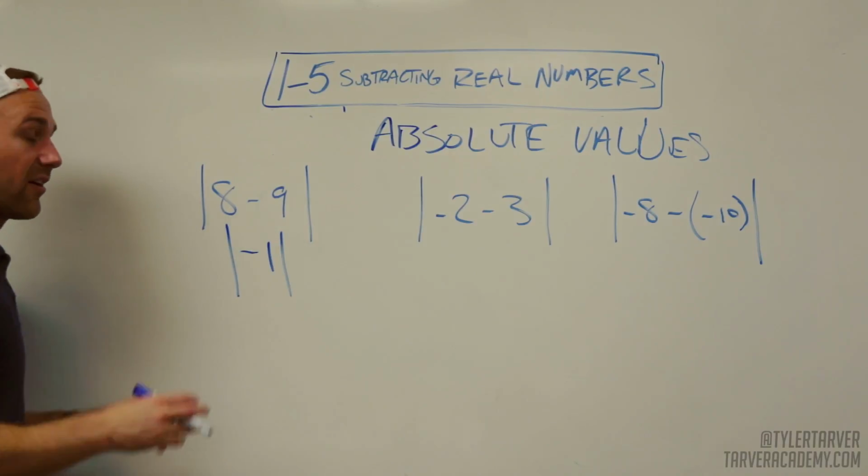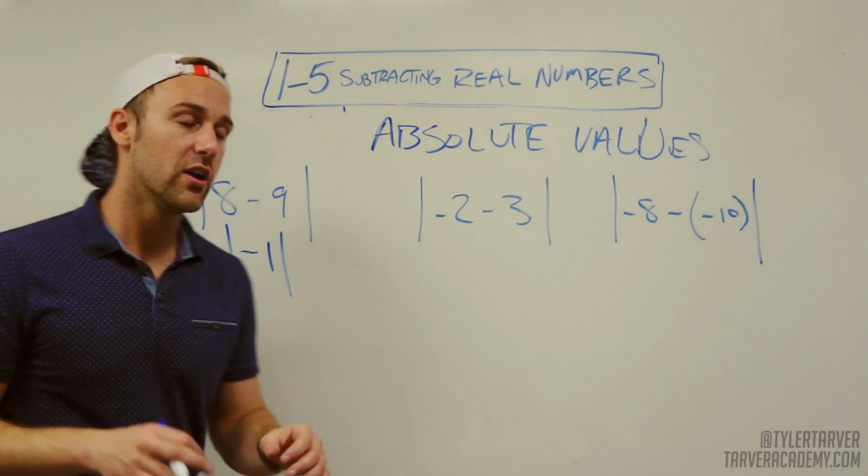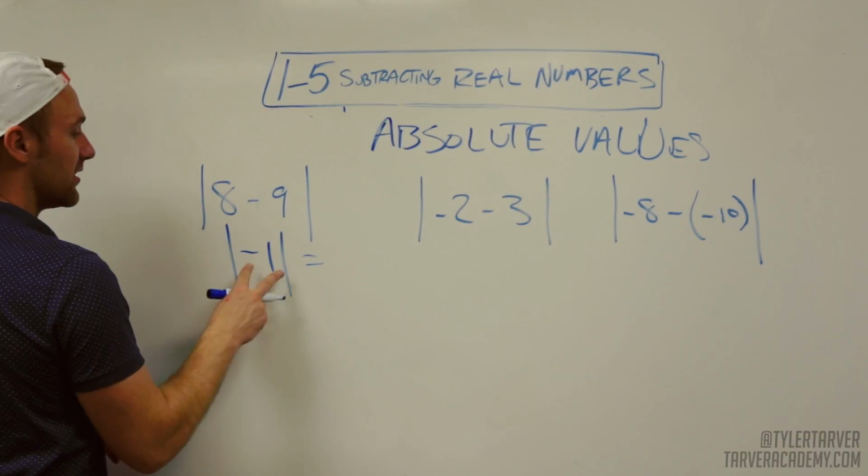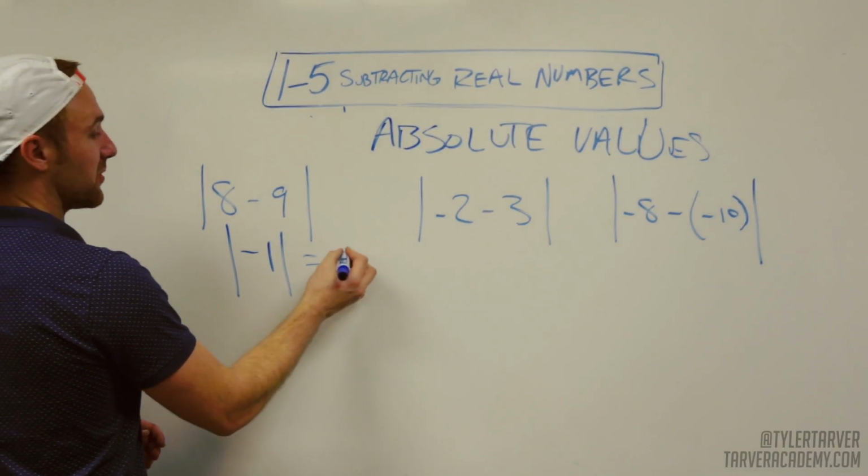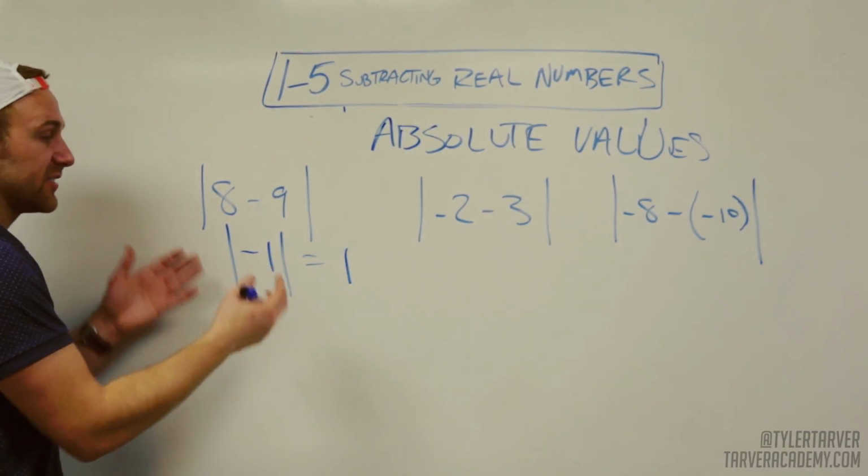Absolute values are still there. Now, what do absolute values do? They destroy negatives. So that negative is gone. It becomes a positive 1. And then in the process, it destroys itself.